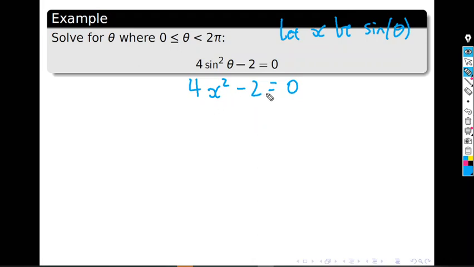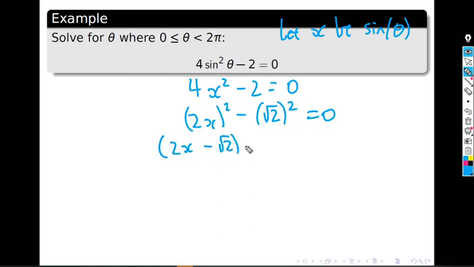If we think about it, that is 2x all squared, take away square root of 2 squared, equals 0. So if I write it like this, I can see I've got a difference of two squares. So then this is the same as 2x take root 2 times 2x plus square root 2. And from here, I might want to re-substitute.